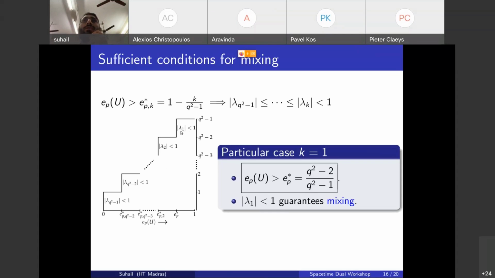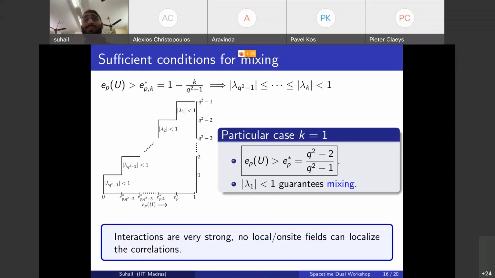Now you see the special EP star. EP star corresponds to k equal to 1. If I put k equal to 1 over here, we get EP star equal to q square minus 2 over q square minus 1. Now, if lambda 1 is less than 1, since it is the largest non-trivial eigenvalue, the others are all less than 1. So in these cases, the corresponding circuit is guaranteed to be mixing. All the modes will decay instantaneously. And one can justify this result as follows: when EP is greater than EP star, the interactions are very strong, in the sense that no local tuning of these fields can localize or prevent these correlations from decaying.